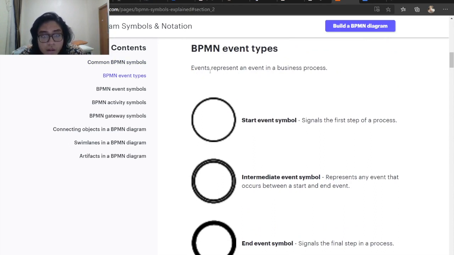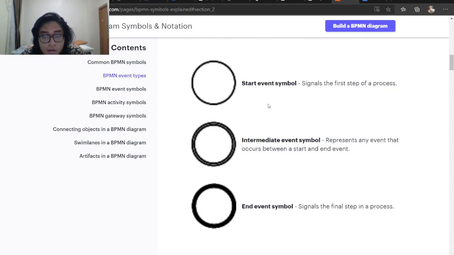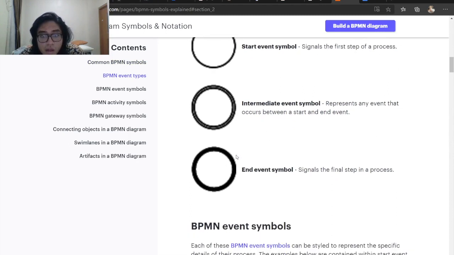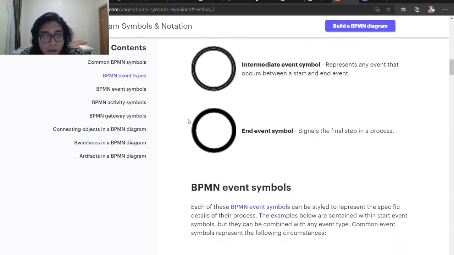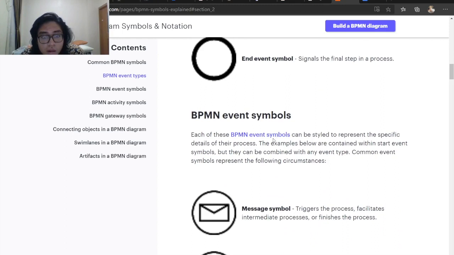The event represents an event in a business process. There are start events, intermediate events, and end events. The second content will be the event symbols. Each of these BPMN event symbols can be styled to represent a specific detail of their process.